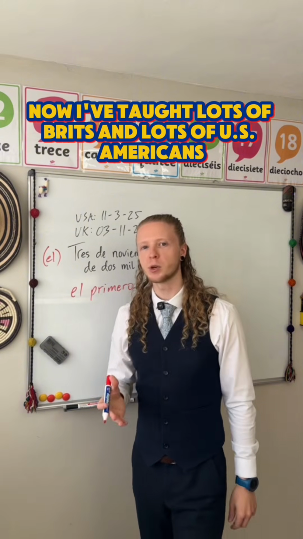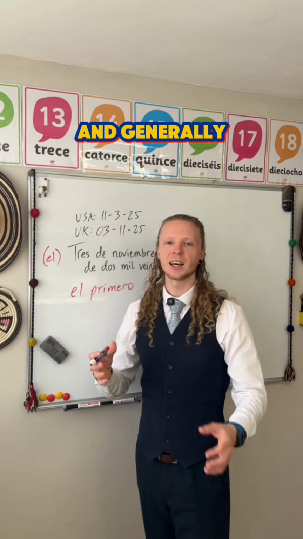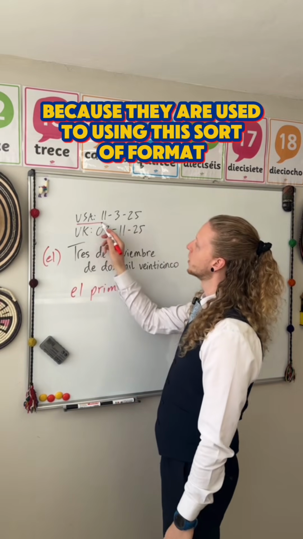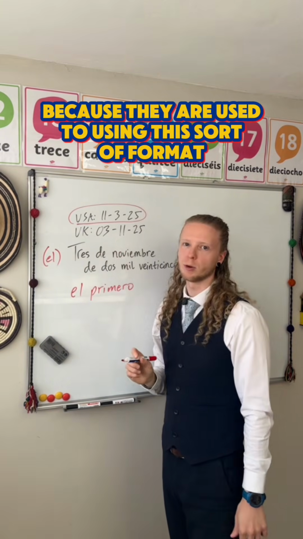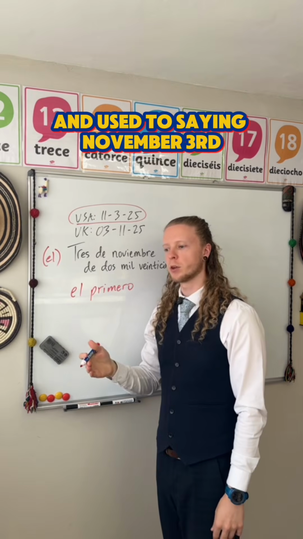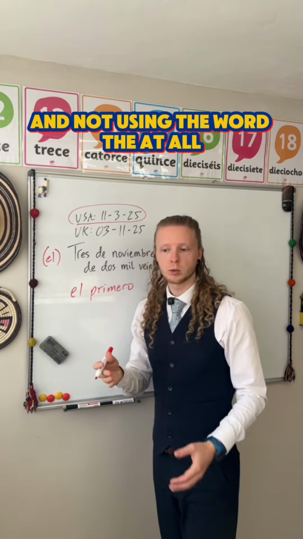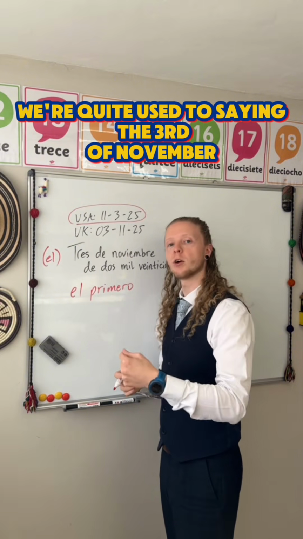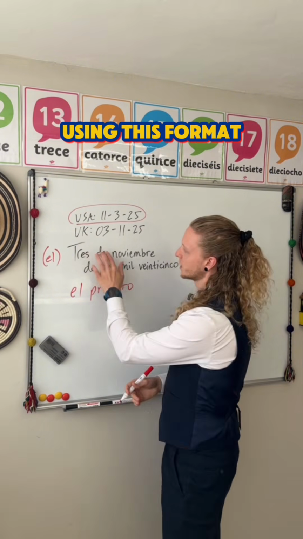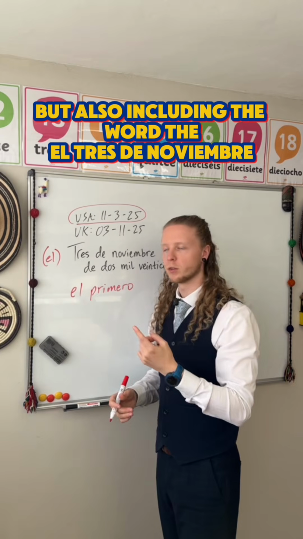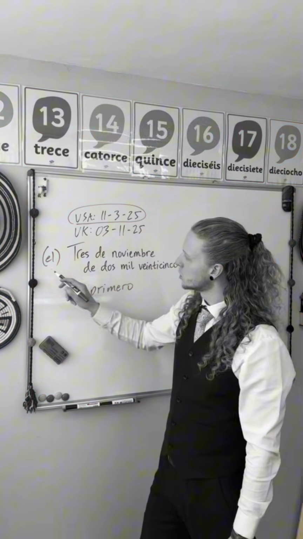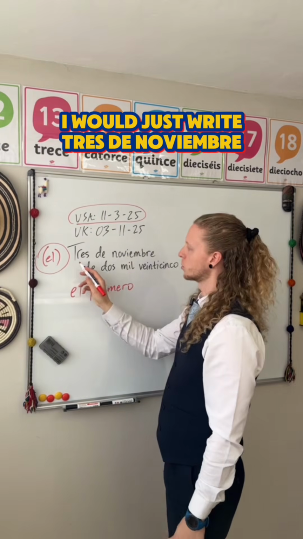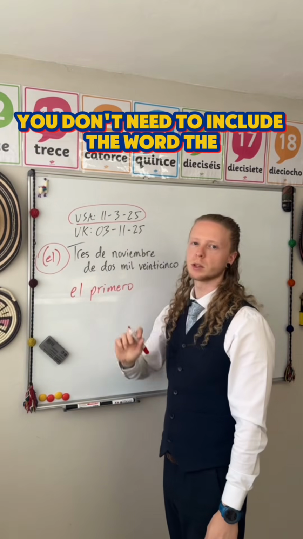Now, I've taught lots of Brits and lots of US Americans, and generally this is a bit more complicated for US Americans because they are used to using this sort of format and used to saying November 3rd and not using the word the at all, just November 3rd. Whereas in British English, we're quite used to saying the 3rd of November, using this format, but also including the word the, el 3 de noviembre. So as I mentioned, I would include this when I'm saying it, but if I'm writing the date, I would just write 3 de noviembre. You don't need to include the word the.